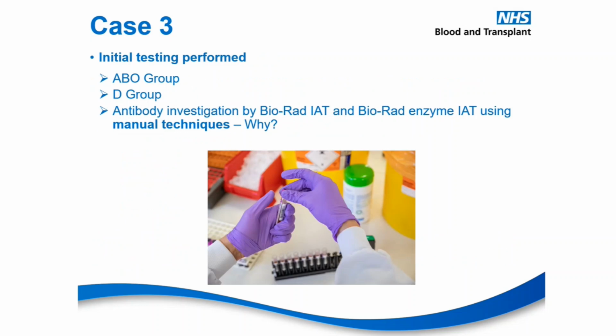So, initial testing performed. We did the ABO group and the D group. In this case, we did the antibody investigation by IAT and enzyme using manual techniques. We did this manually because this patient had previously had a high level of anti-D. There's a risk of carryover on the automation. So over a level of 50 international units, all our antenatal investigations are done manually, so there's no risk of carryover. Not even the groups or the RHs get done on the automation. Everything is tested manually.